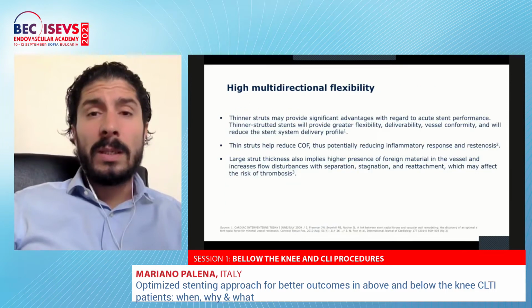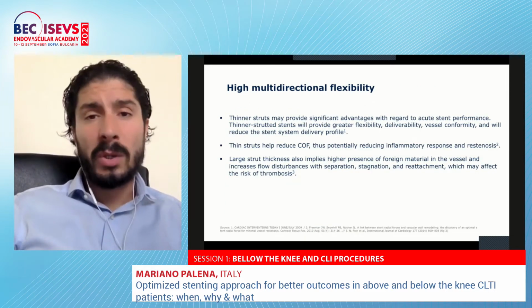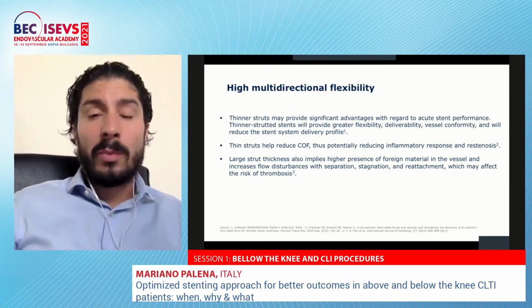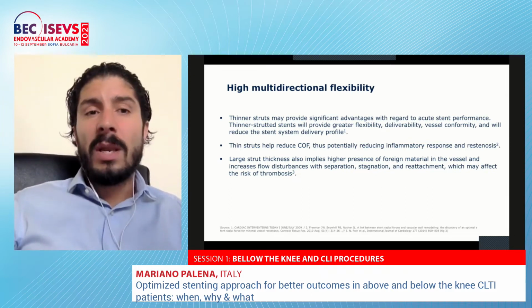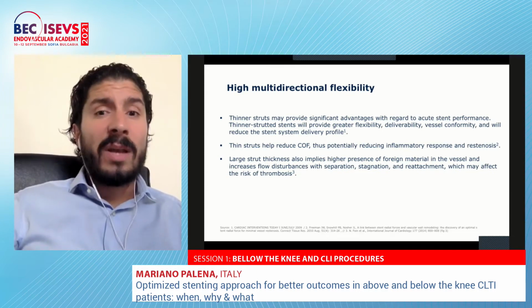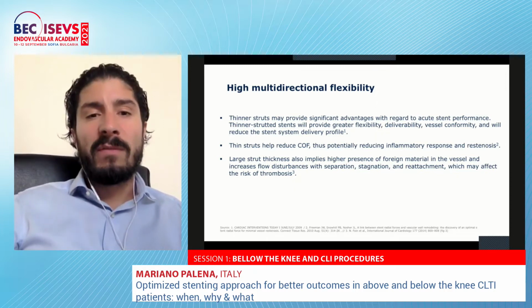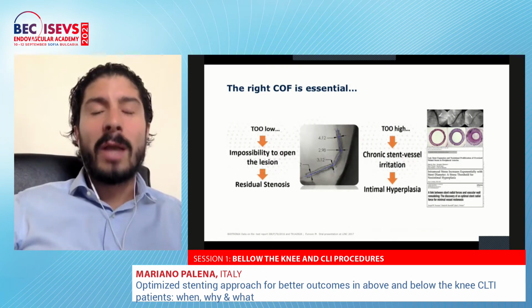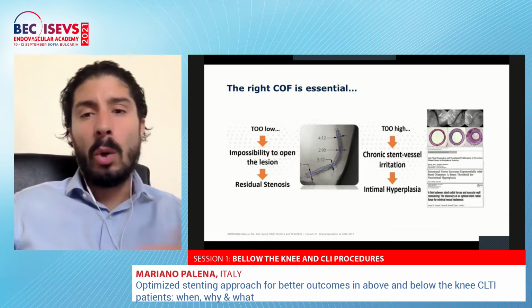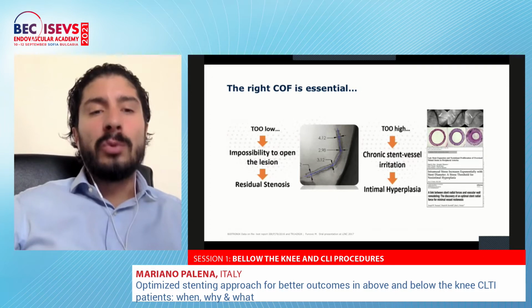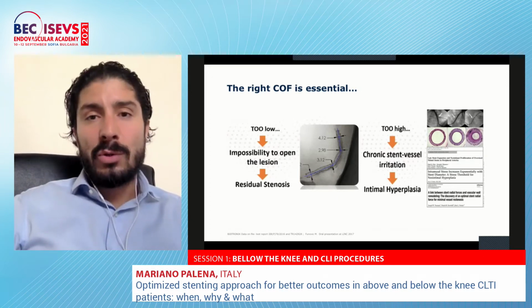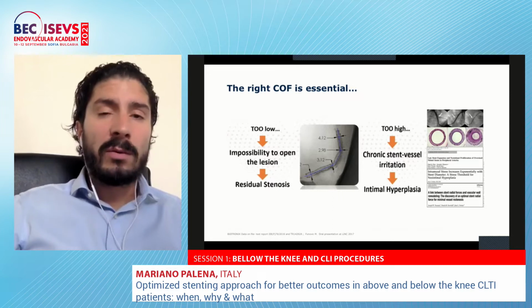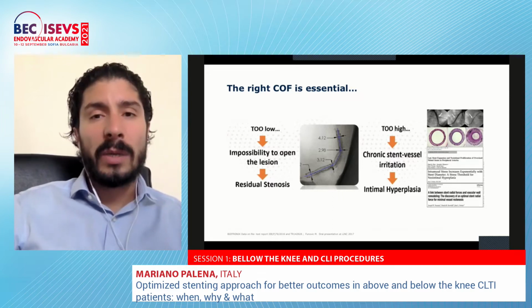The multidirectional flexibility is something very, very interesting and necessary because everyone knows the multiple torsion, flexion, extension, and compression, external compression that the SFA and POP receive in every movement. So thinner struts may provide significant advantages in that multidirectional flexibility. The cuff. As the previous speaker said, it's essential to have a good balance, not too much and not too low cuff. So it's important to use the proper stent that manages the cuff, to obtain the proper cuff so as not to improve the result while creating too much intimal hyperplasia.